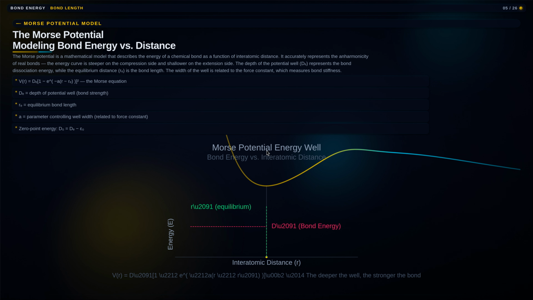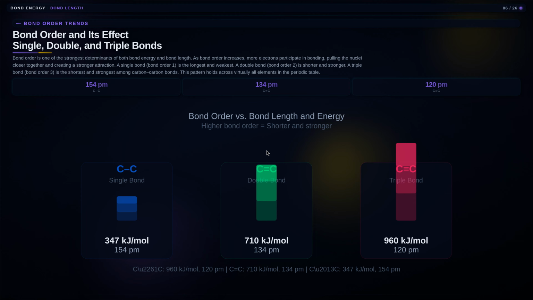Bond order is one of the strongest determinants of both bond energy and bond length. As bond order increases, more electrons participate in bonding, pulling the nuclei closer together and creating a stronger attraction. A single bond is the longest and weakest. A double bond is shorter and stronger. A triple bond is the shortest and strongest among carbon-carbon bonds. This pattern holds across virtually all elements in the periodic table.